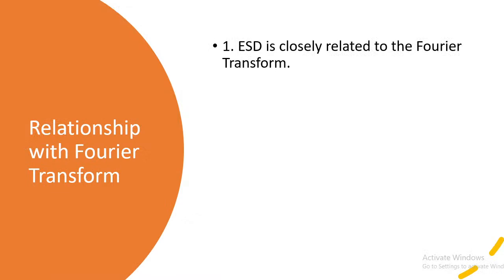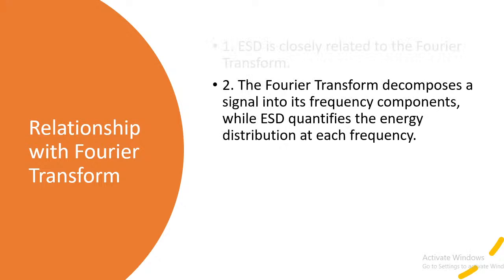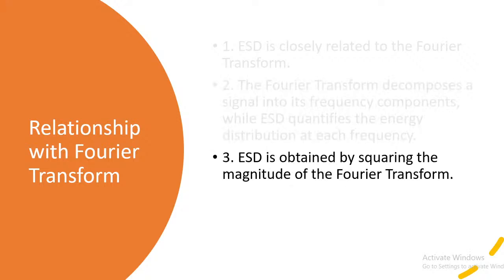How is it related to the Fourier transform? We have just seen from the definition. The Fourier transform decomposes a signal into frequency components, while ESD quantifies the energy distribution at each frequency. So this is the main relation. ESD is obtained from the Fourier transform by squaring the magnitude of the Fourier transform.